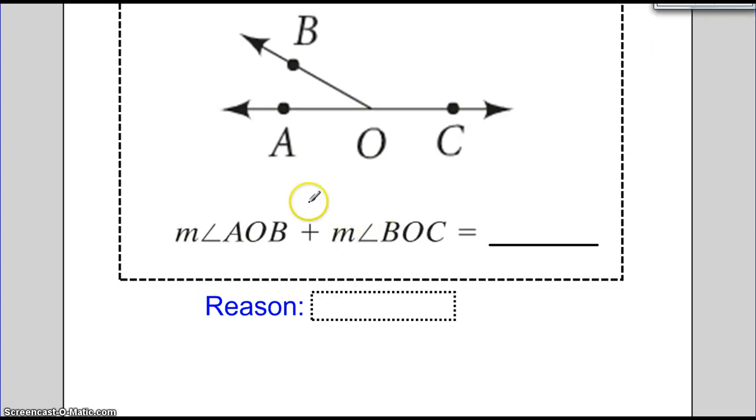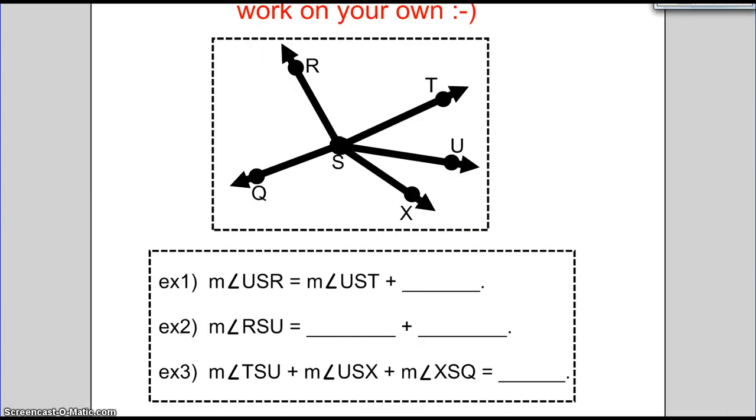Now if we look at A to O to B, that's this angle, plus B to O to C, which is this angle, that makes a straight line, which makes 180 degrees. Now when two angles are added together to make 180 degrees, they are called supplementary. So try this on your own, but I'll help speed you up.